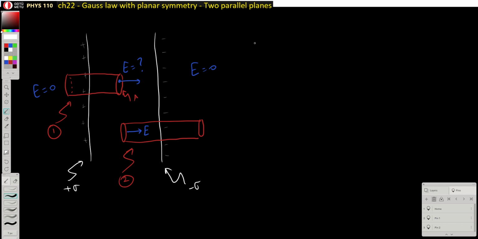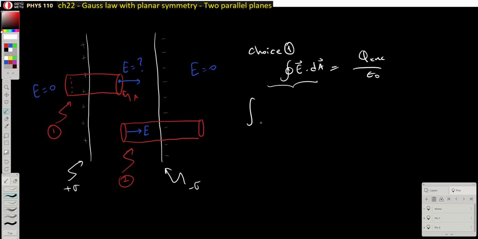So again, for choice 1, I have this integral, E dot dA, and that's equal to the enclosed charge divided by epsilon 0. The integral is divided into these 3 pieces. So there's a left base, a side surface integral, and a right base integral. So let's just write it down like that.